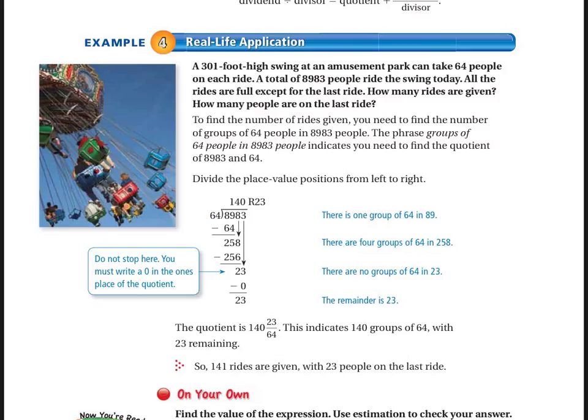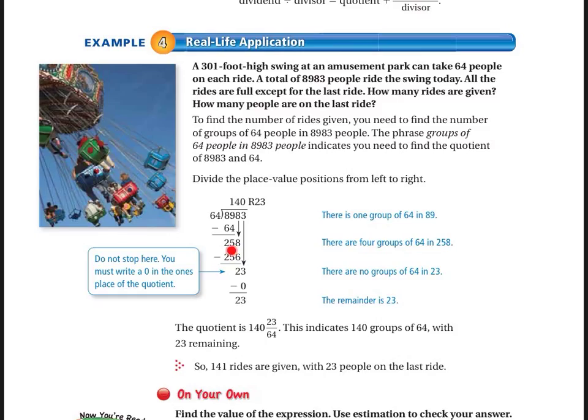Again, the work is all here, but we can think about this one step at a time. Does 64 fit into 8? Well, obviously not. Does it fit into 89? Yes, it fits into 89 one time. So we take 1 times 64 and we get 64. We take 89 minus 64 and we get 25. That 8 wouldn't be there. But what we do is we drop our 3 down and we get 258.